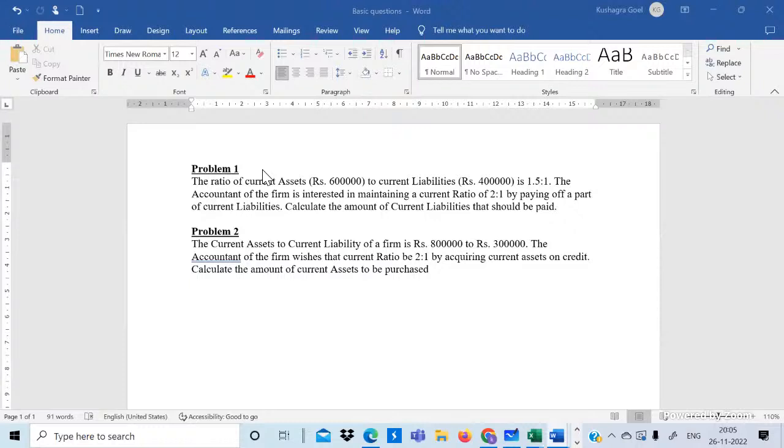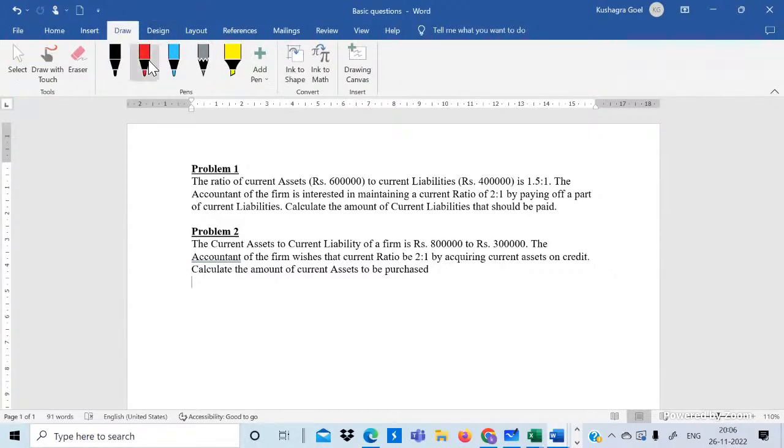This basically deals with the current ratio, quick ratio. Okay, so let's look at the first one. The ratio of current assets, and they're saying current asset is 6 lakh to current liability is 4 lakh, is 1.5:1. Now, how do you calculate your current ratio? Current ratio is nothing but current asset upon current liability. So you've taken 6 lakhs, you divide it by 4 lakhs, you get 1.5:1.